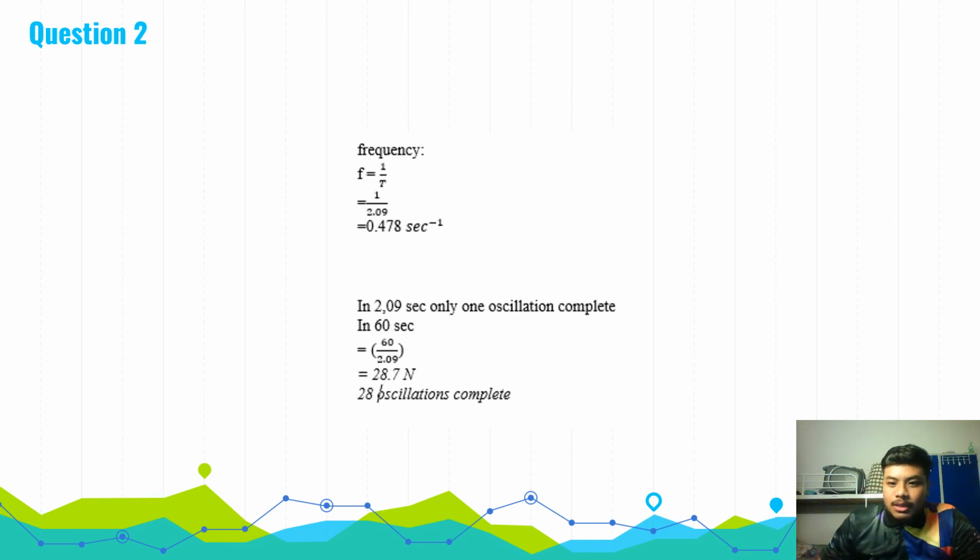So for the frequency, we can get it by using the formula f equals 1 over T, where 1 is divided by 2.09, and we get the answer 0.478. So we know that in 2.09 seconds, one oscillation is completed, and in 60 seconds, we get 60 divided by 2.09, and the answer is 28.7. So it completes around 28 oscillations, and the system executes 28 cycles per minute.